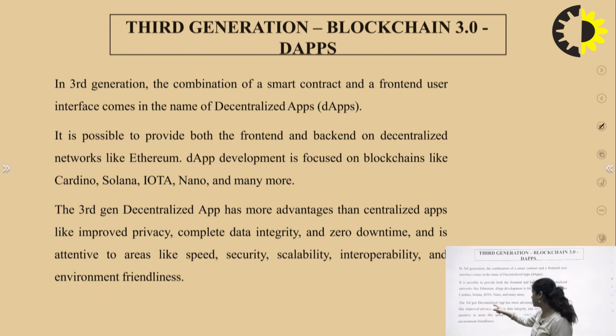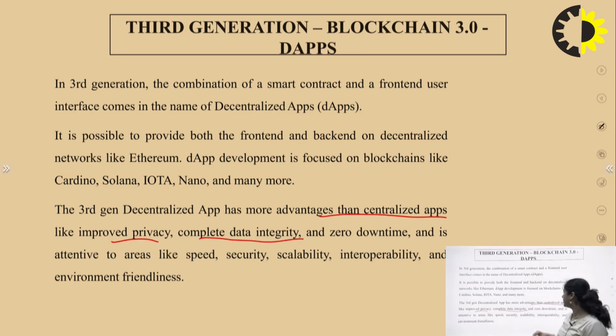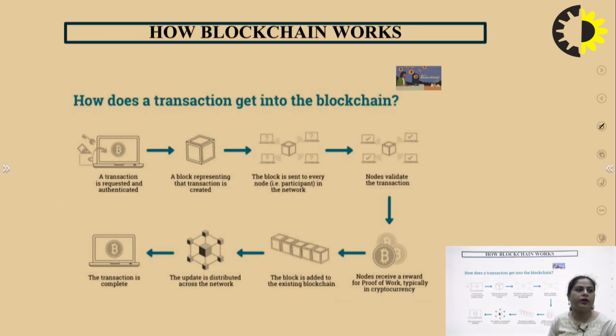The third generation decentralized apps have more advantages than centralized apps, like improved privacy, complete data integrity and zero downtime, and they are attentive to areas like speed, security, scalability, interoperability and environment friendliness.